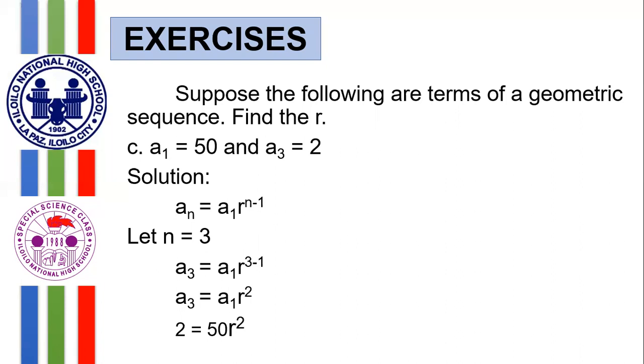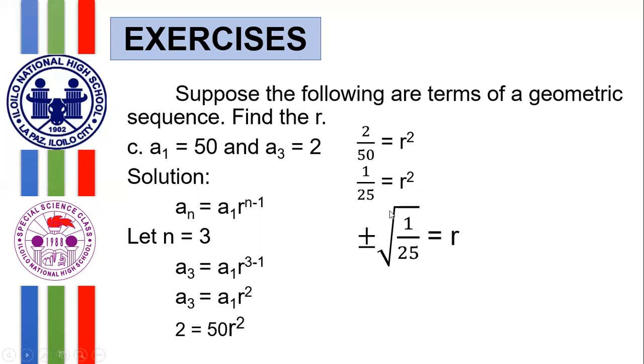Dividing both sides by 50 to isolate the term with the variable. So 2 over 50 equals r squared. But 2 over 50 is equal to 1 over 25, right? Equals r squared. From here, we will take the square root of both sides. Since the index here is 2 and 2 is even, and by what we discussed earlier, there is a need to place a plus and minus sign. Hence, plus minus the square root of 1 over 25 equals r.